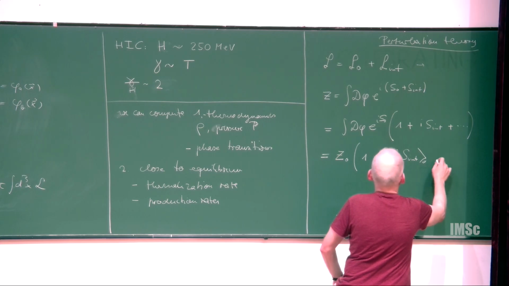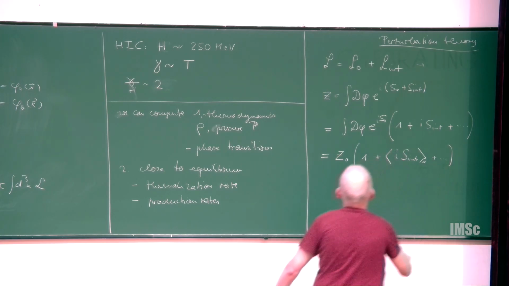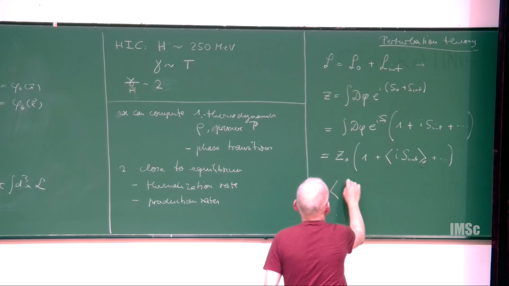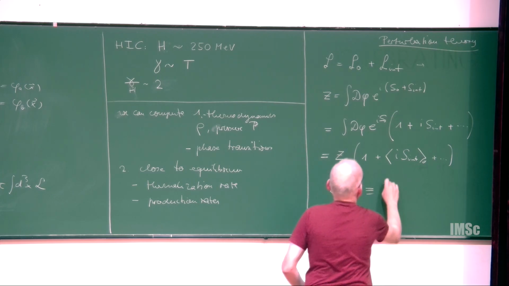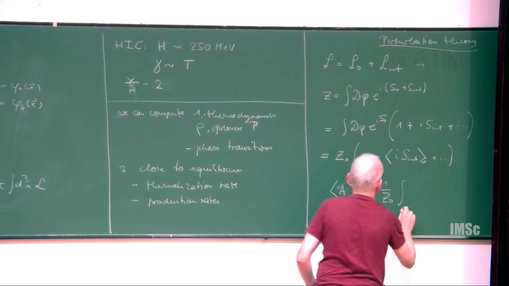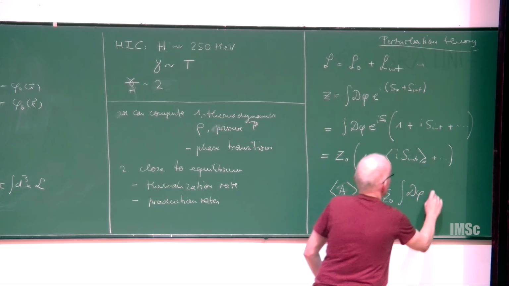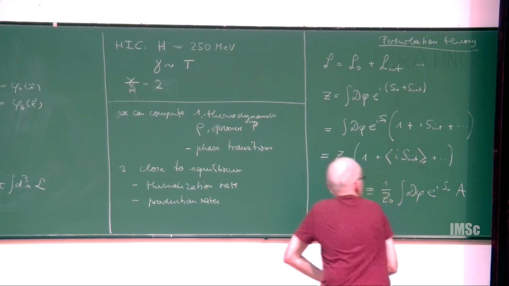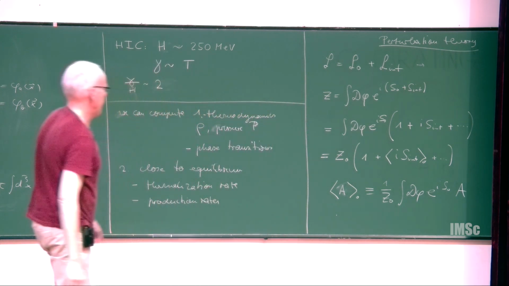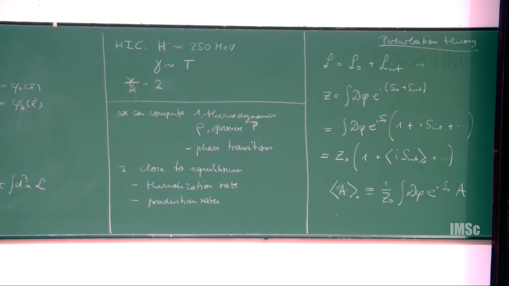and then plus higher orders. So what I define here by this expectation value of anything, any operator A, is defined as 1 over Z0 times the path integral of d phi e to the i S0 times this operator A. So this way, if you have a small parameter in your interaction Lagrangian, you can expand in this small parameter.